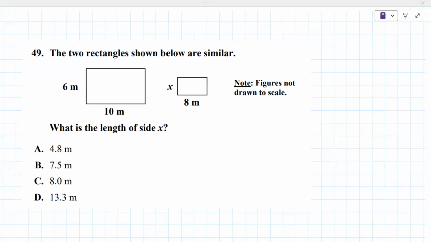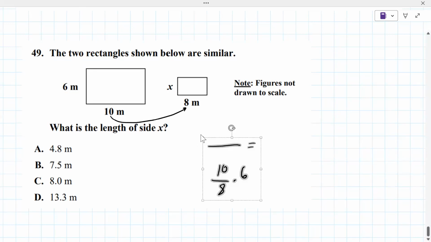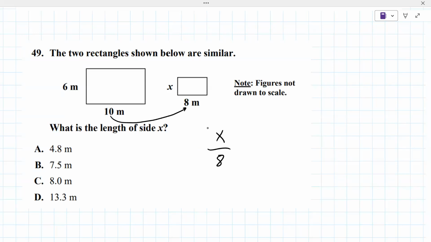No. The value of x cannot be the same. Well, it wouldn't be the same as this side. To use the way you did before, you'd want to figure out how you go from 10 to 8. So 10 divided by 8 times 6, kind of how you were doing before. I don't like that as much as setting up a proportion, like x over 8 equals 6 over 10. You know how to solve something like this? So it'd be B actually. Yeah.